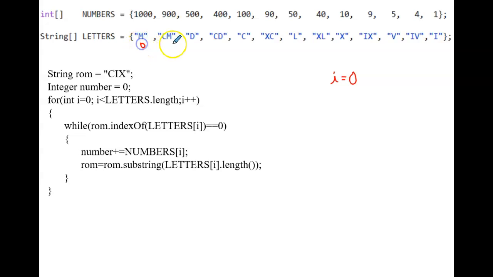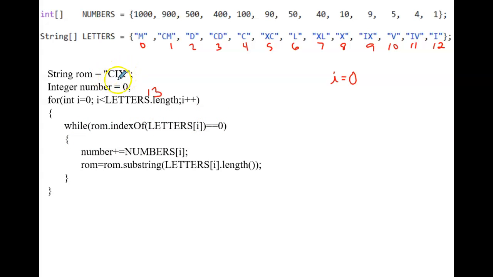And this is element 0, 1, 2, 3, 4, 5, 6, 7, 8, 9, 10, 11, and 12, which means that the array length, since we're starting at index 0, is 13. So we're going to do the outer loop 13 times, incrementing each lap around the loop by 1. Then our inner loop is a while loop, and that's going to occur when rom.indexOf(letters[i]) is equal to 0. So let's break that down.